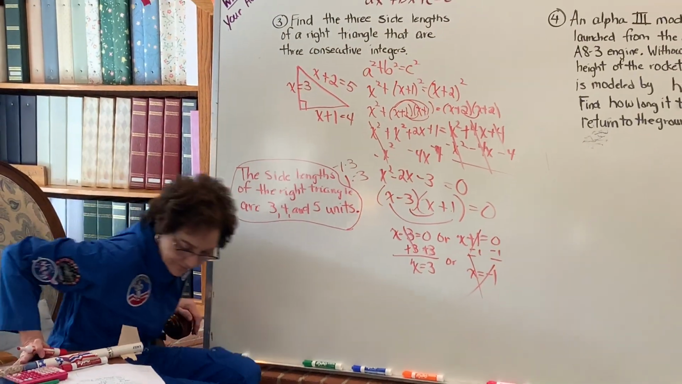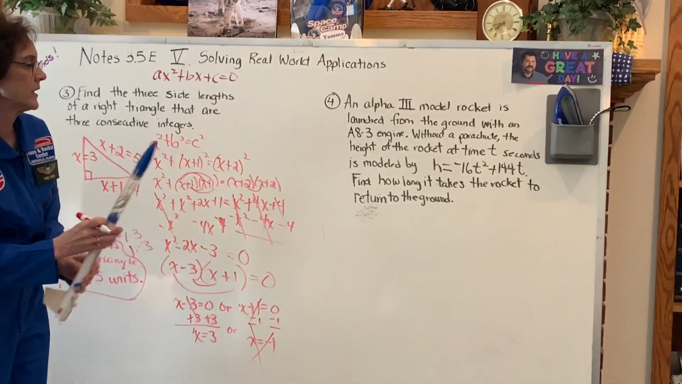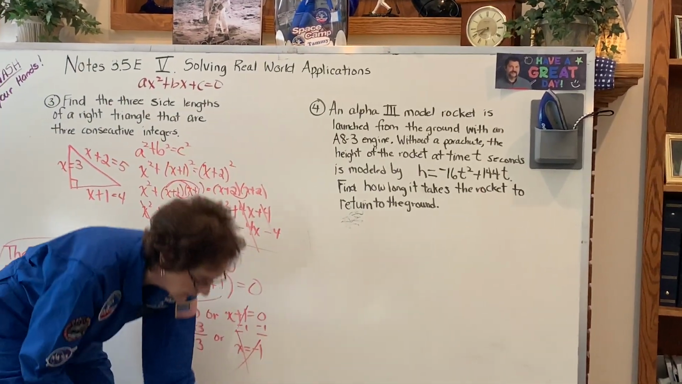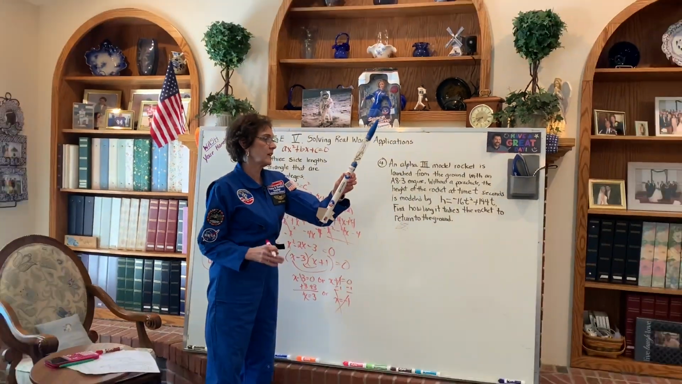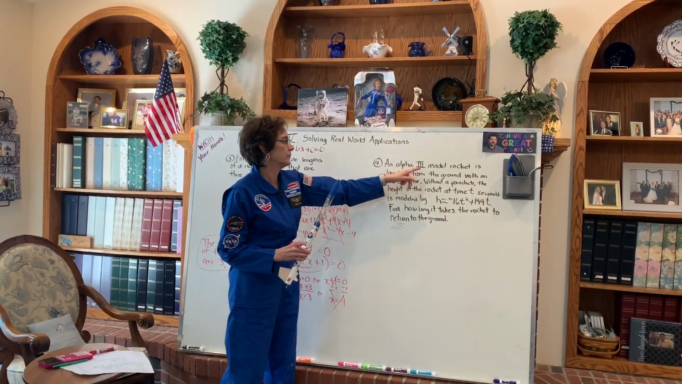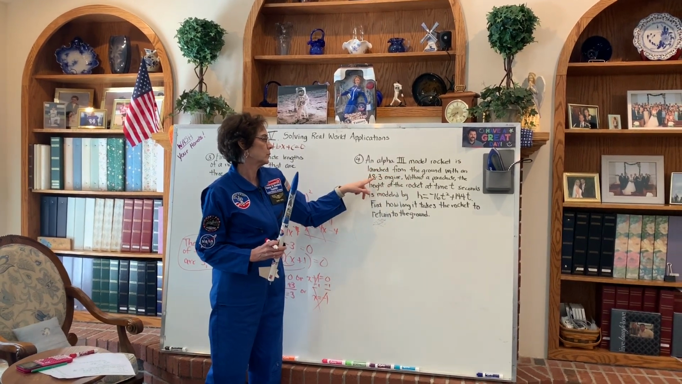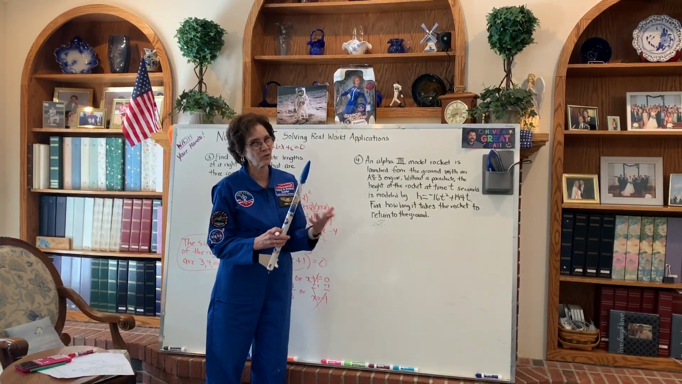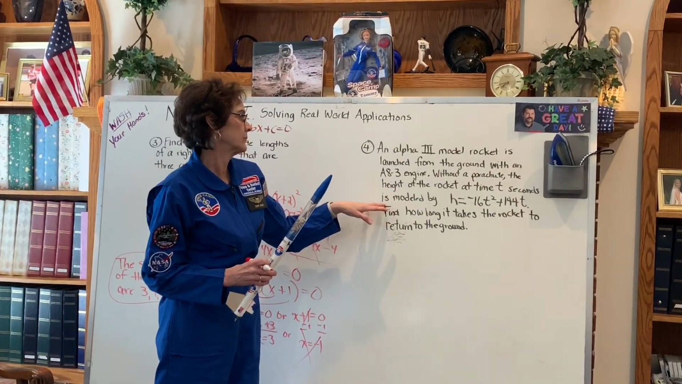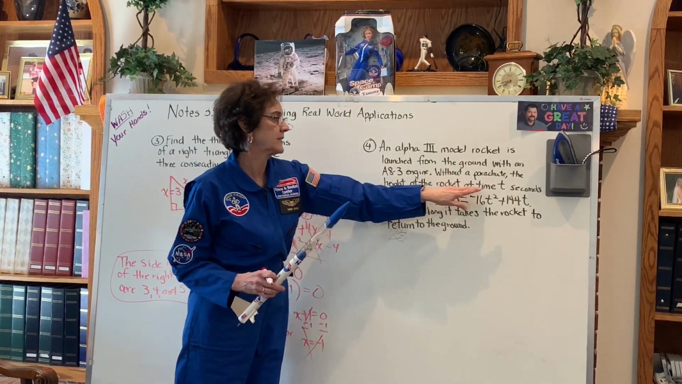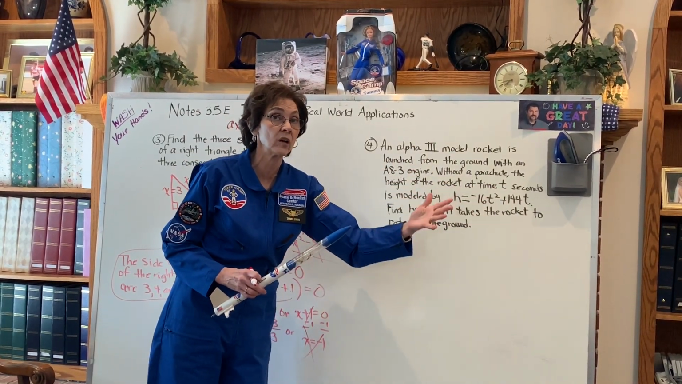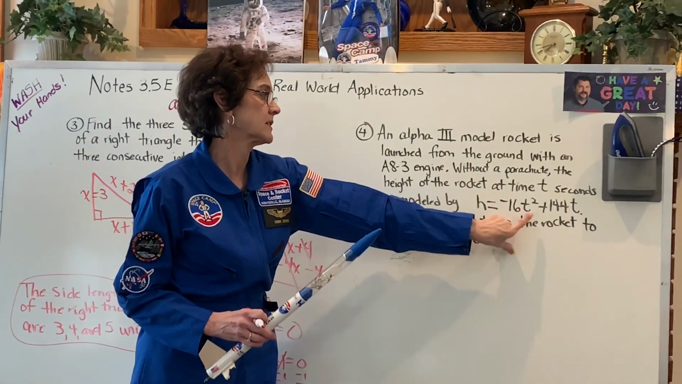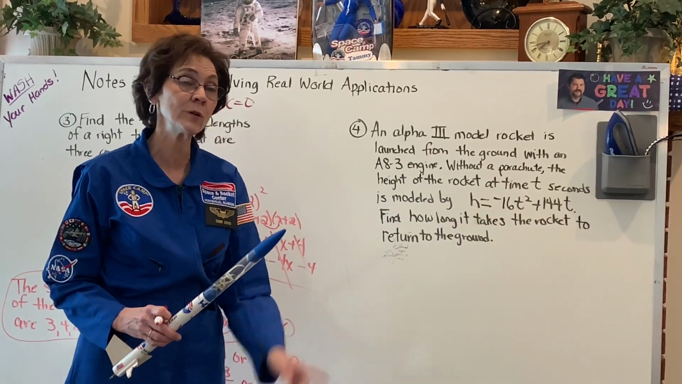All right, last one. So we have opened up with a rocket, and here we go. We got a rocket. It's going to shoot off the ground. Now mine had a parachute, but if it doesn't have a parachute, it says an Alpha 3 model rocket is launched from the ground with an A8-3 engine without a parachute. Now mine has a parachute, so this one wouldn't follow that. The height of the rocket at time t, so the time is t, the height of the rocket is h, is modeled by, look here, it's a quadratic formula because it's got a 2. The highest exponent is 2, it's quadratic.